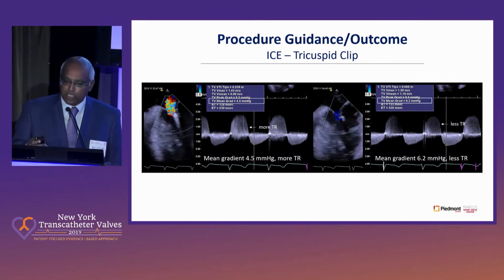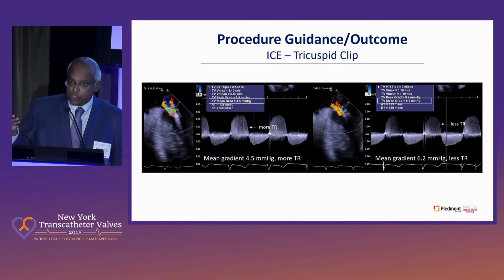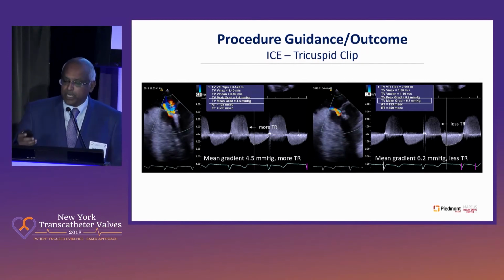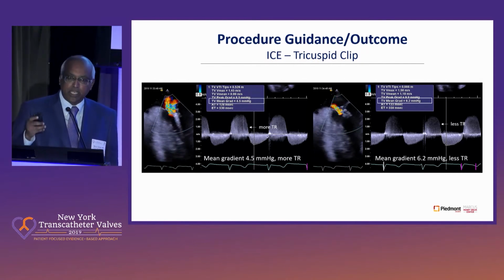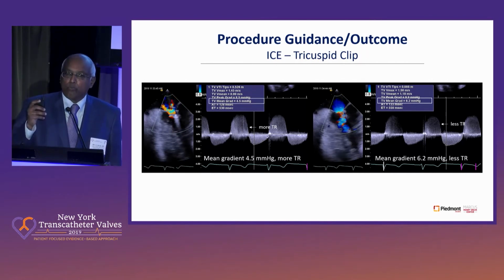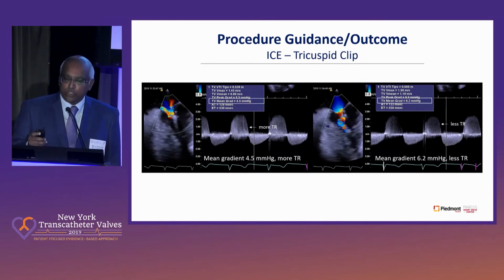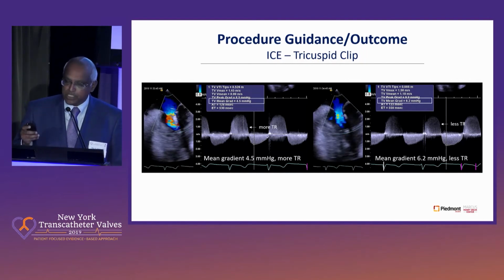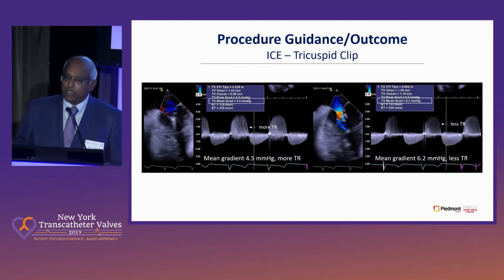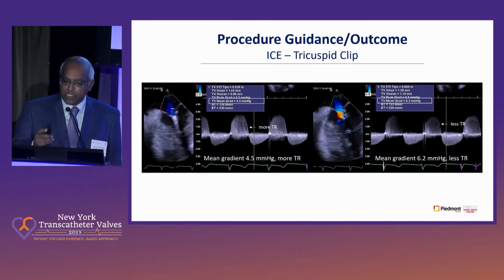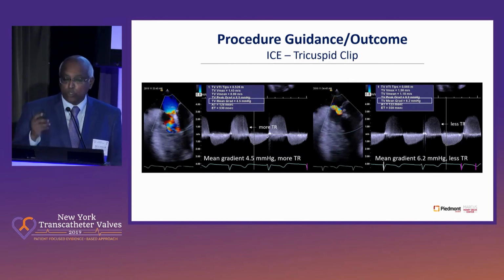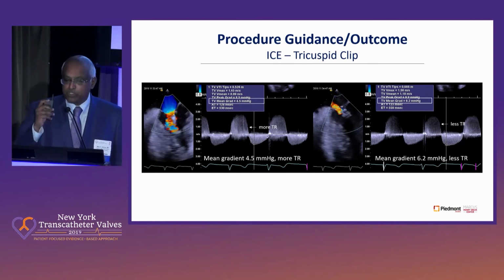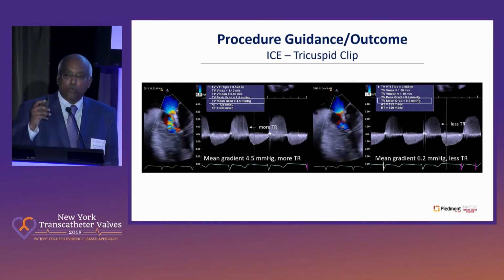Then you tighten the clip further, color Doppler TR reduces, so does the spectral Doppler TR, but the price you're paying for it is a mean gradient of 6. What ICE allows you to do is to calibrate the amount of tightening of your clip so you can find the best compromise between the reduction of TR and avoiding tricuspid stenosis. This is an exciting technology that can also be applied on the mitral side. We have started to do transseptal ICE for mitral.